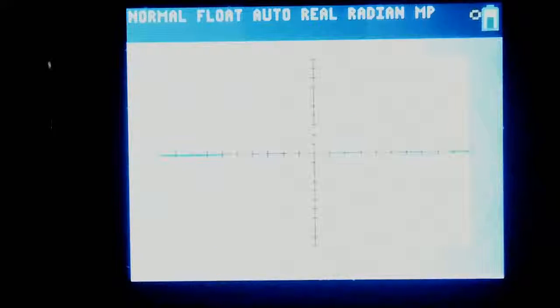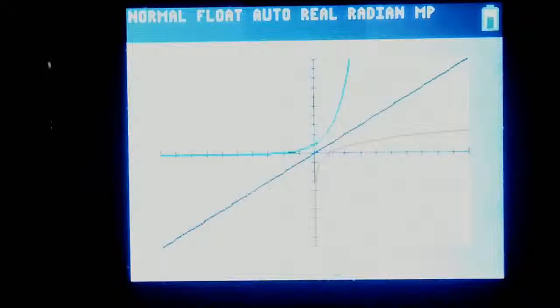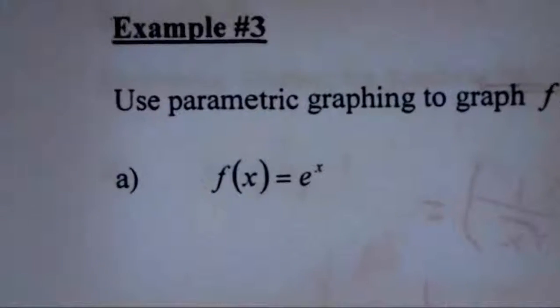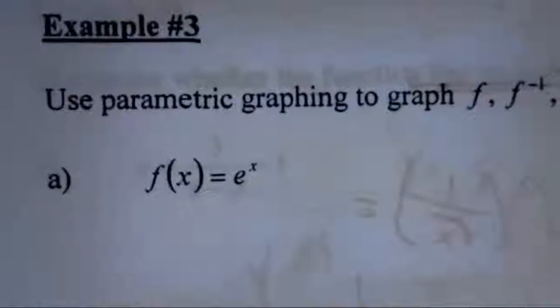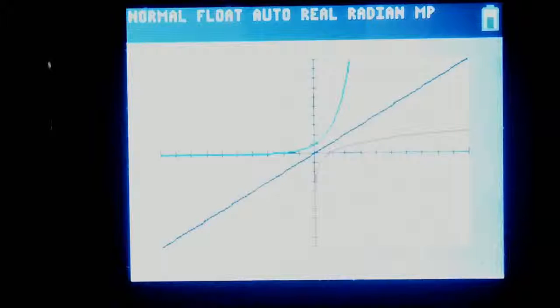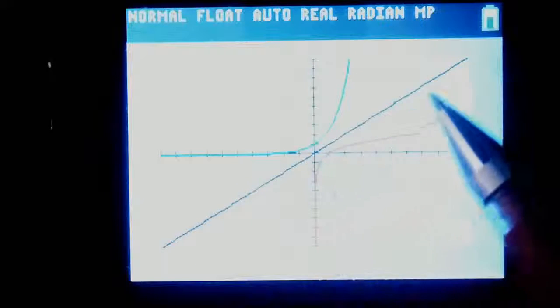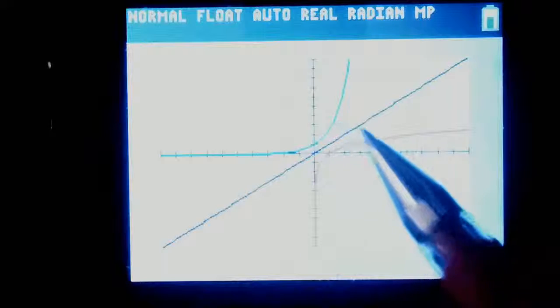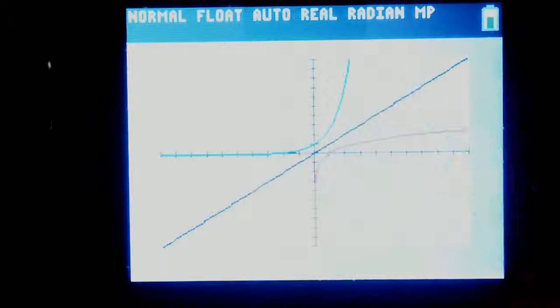And as I graph this, my first function was e to the x. That was the blue one. My second function is the inverse. And my third function is just y equals x. And as we can see, it appears like maybe there is symmetry across there, which we talked about. So that easy.